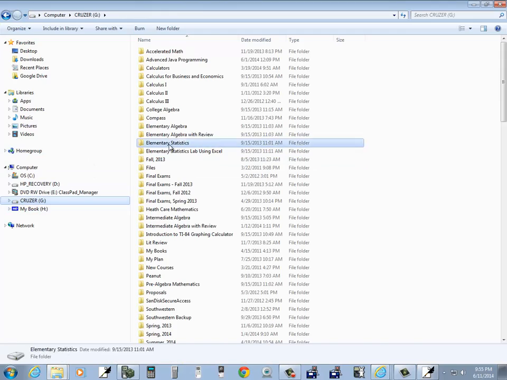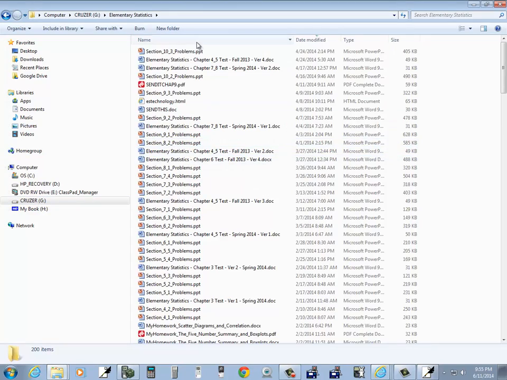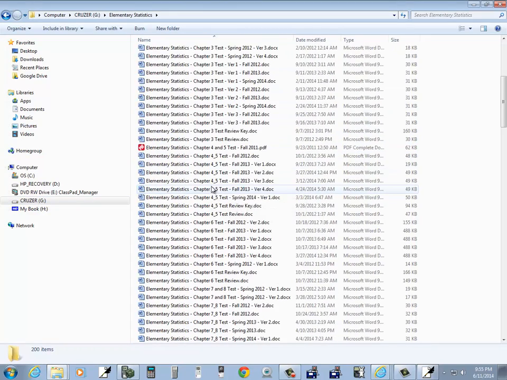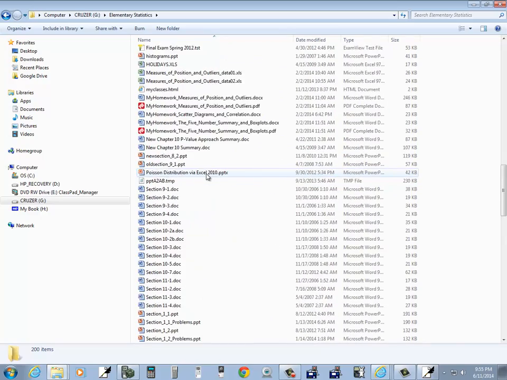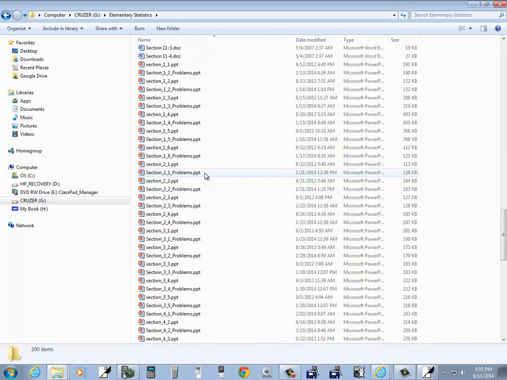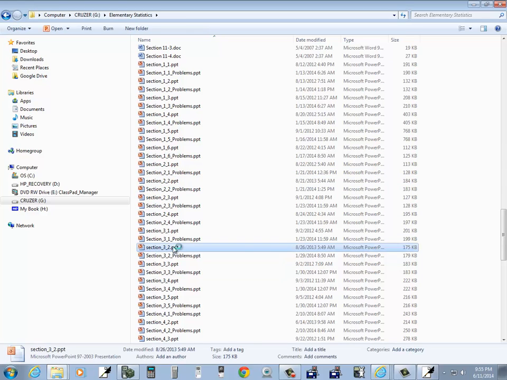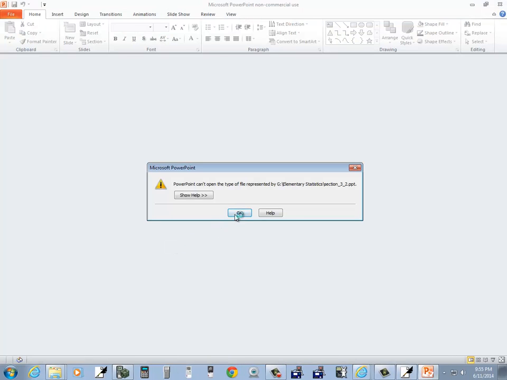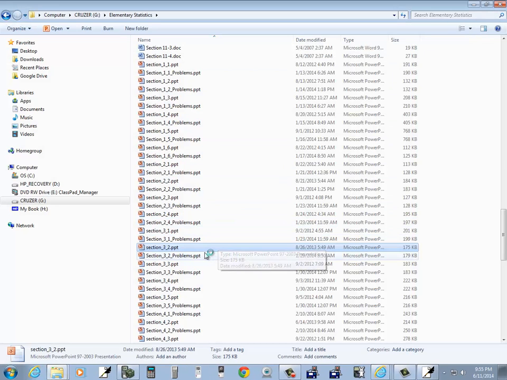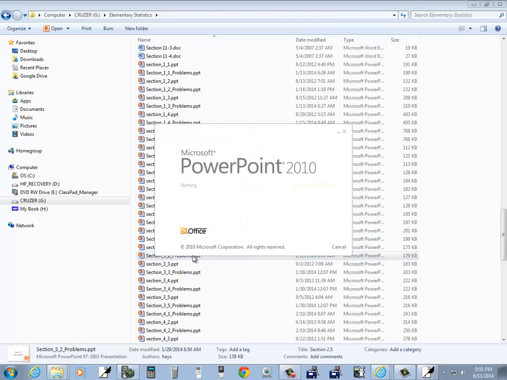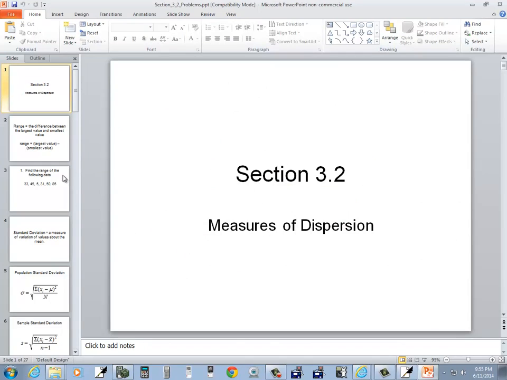Let me see. Elementary statistics, Section 3.2. Hopefully I pick the one that isn't corrupt. Let's try that one. That's corrupt. Let's try this one. Yeah, that might work.